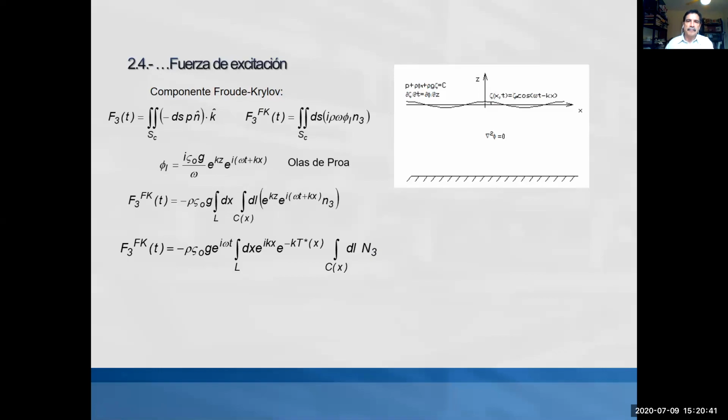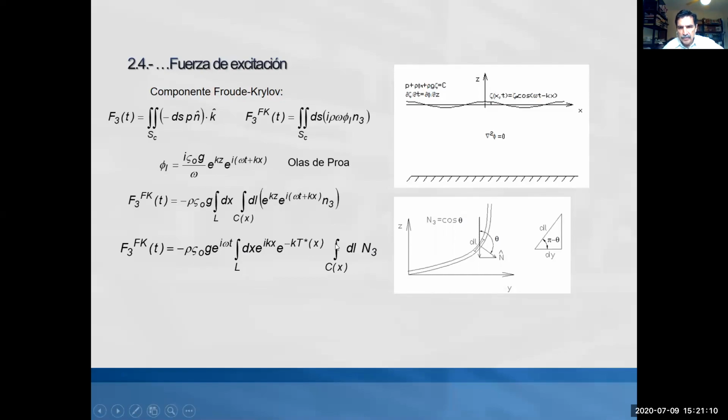So it's like having a small segment of the ship, and in this small segment, the axial component is negligible. That's the idea. So we have to do this calculation, and then after we resolve that, we have to integrate all of this along the length of the ship. Here, we do this simplification, and we recognize that dl n3. N3 is the cosine of theta, which is this angle. Okay, if you multiply these two, you're going to have dy in the negative direction.